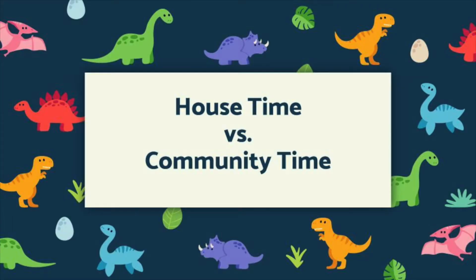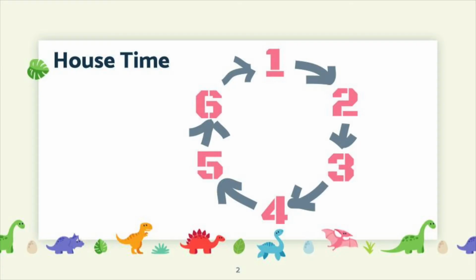The relay race is divided into two categories, house time and community time. The first category is house time, where each house must complete 6 stations. The stations are numbered 1 through 6. Each house will be designated a different station to begin at and will proceed through the stations in numerical order. For example, St. Michael will begin at station number 3.